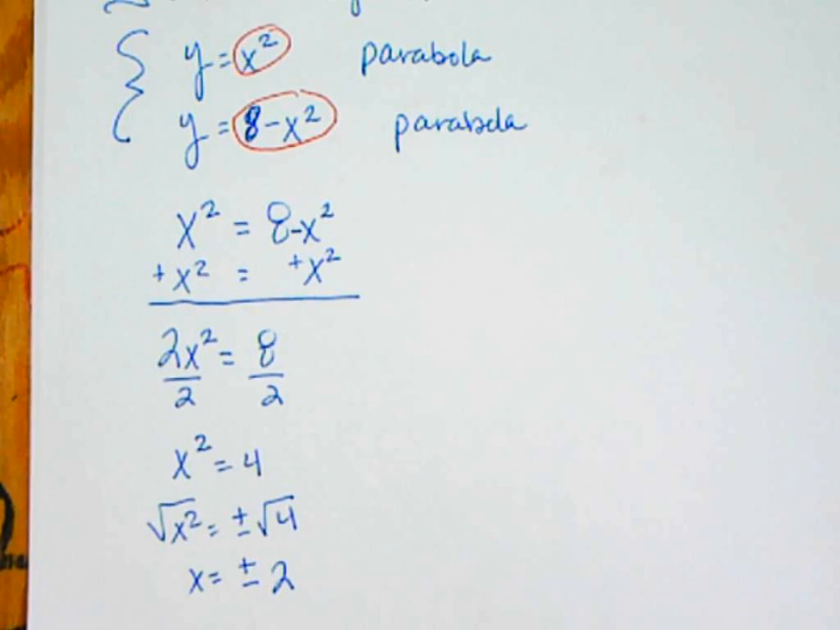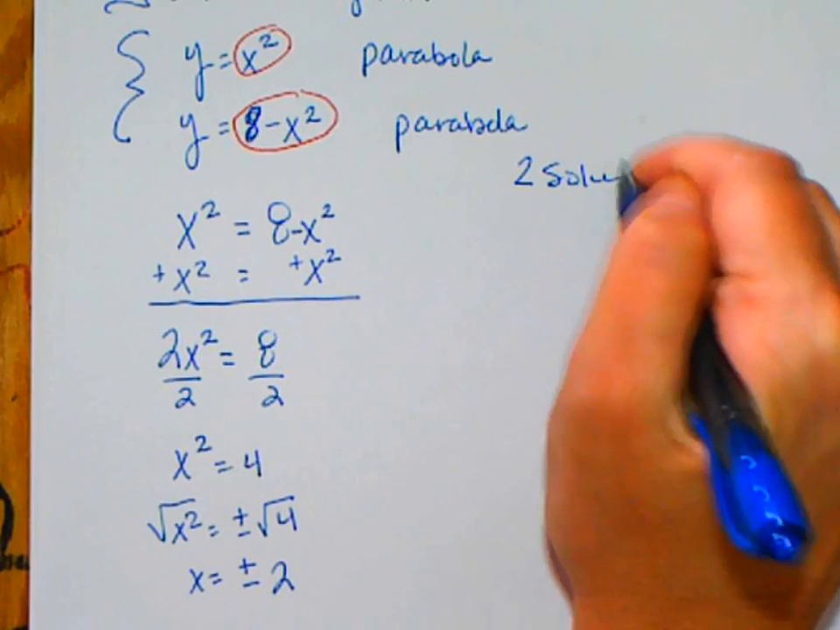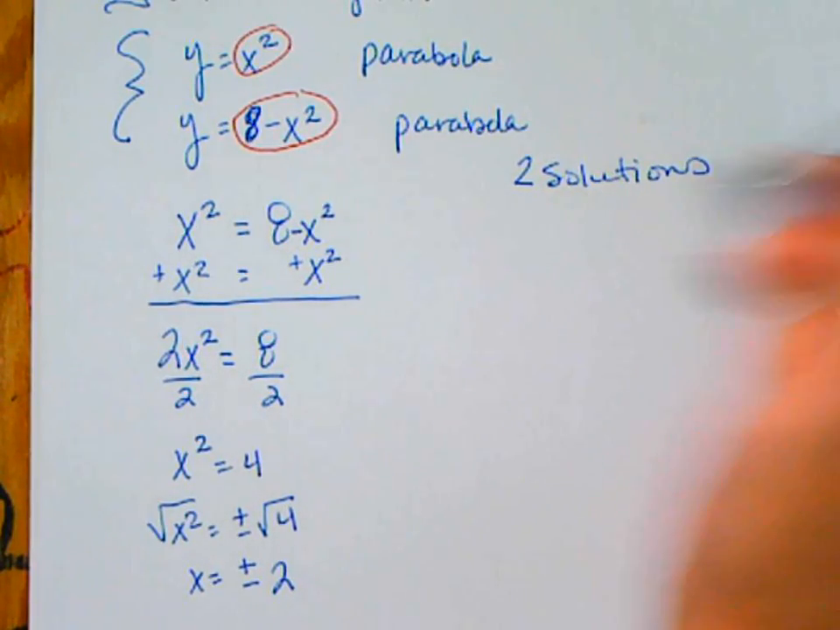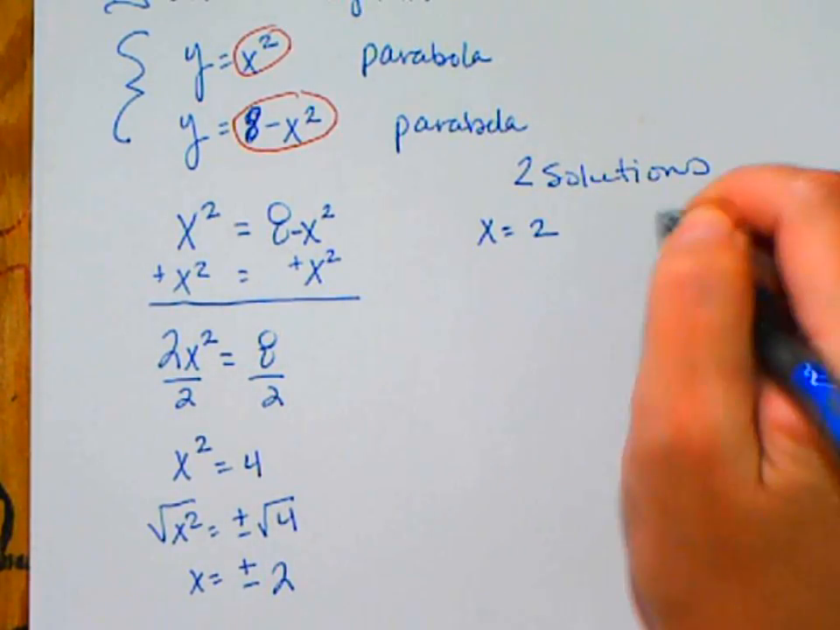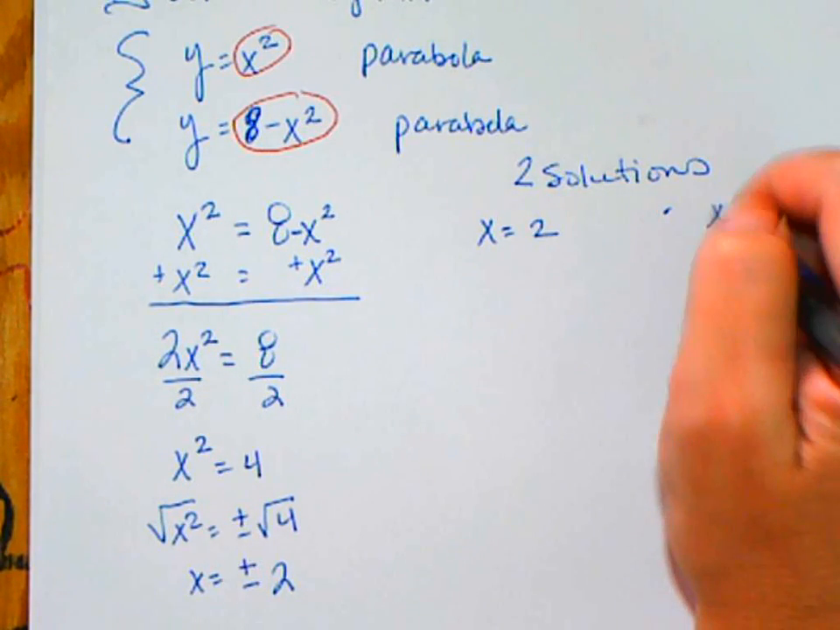That one was a lot easier than the last one. But I haven't found my answer yet, I only found that I'm going to have two solutions. One that has an x value of positive 2 and one that has an x value of negative 2. Okay? So I have to find the y values for both of those. So I know I'm going to have two solutions. One is x equals positive 2. The other is x equals negative 2.